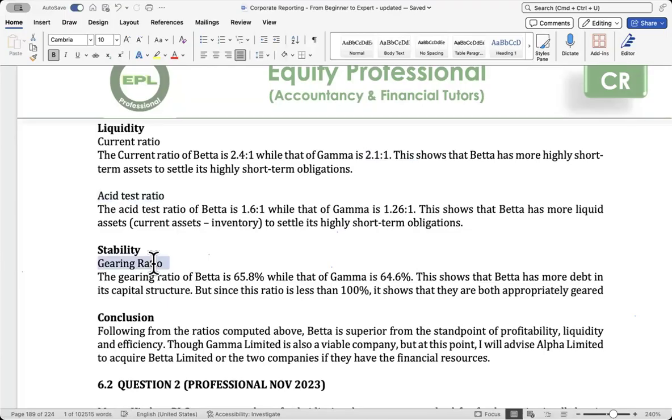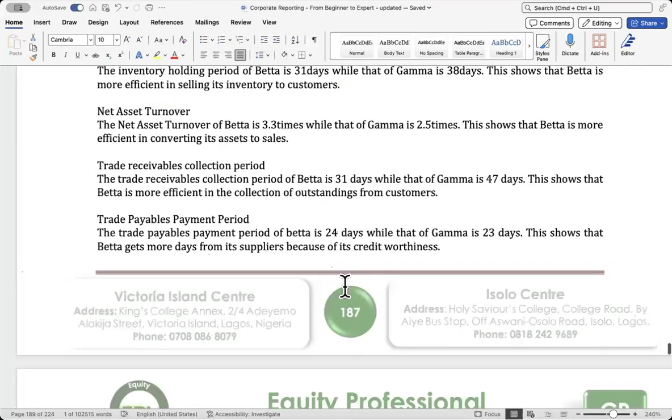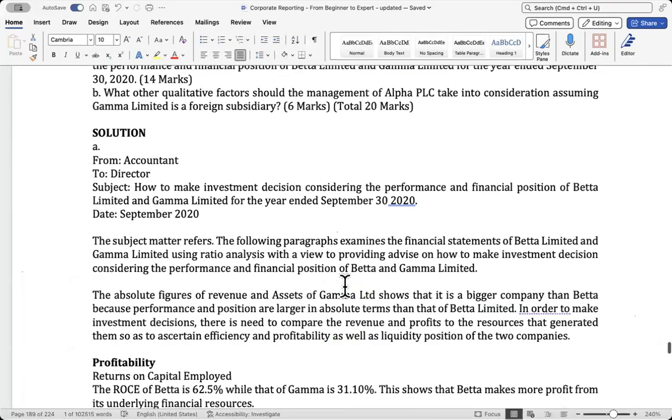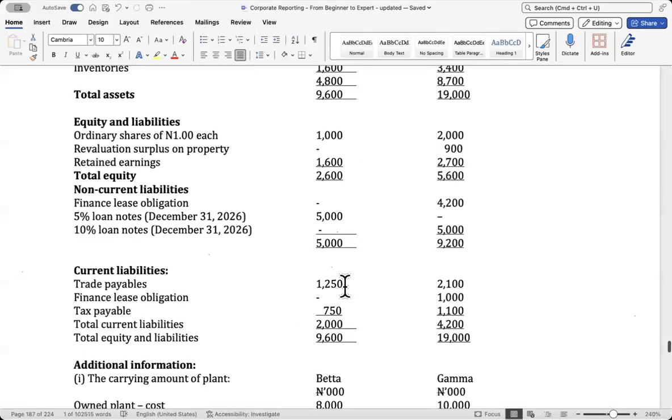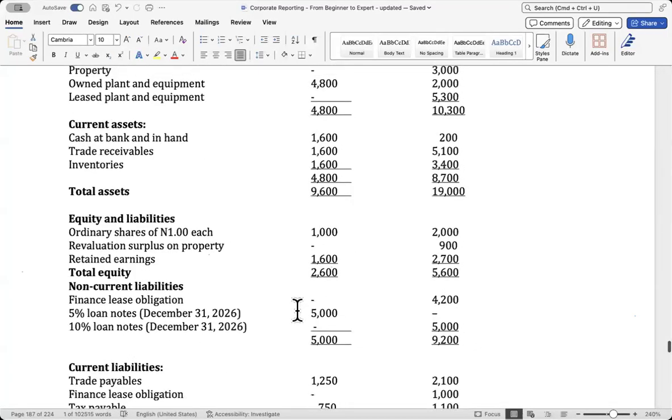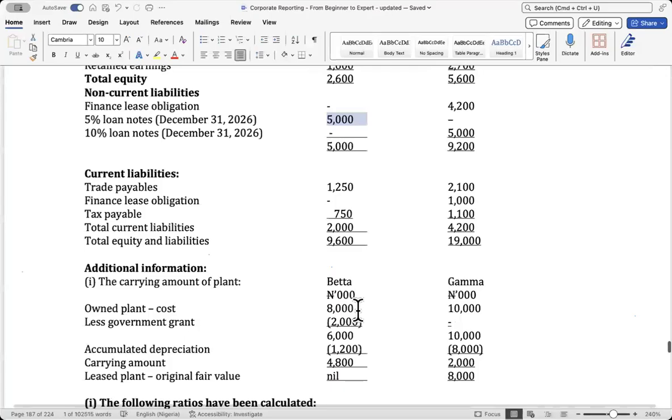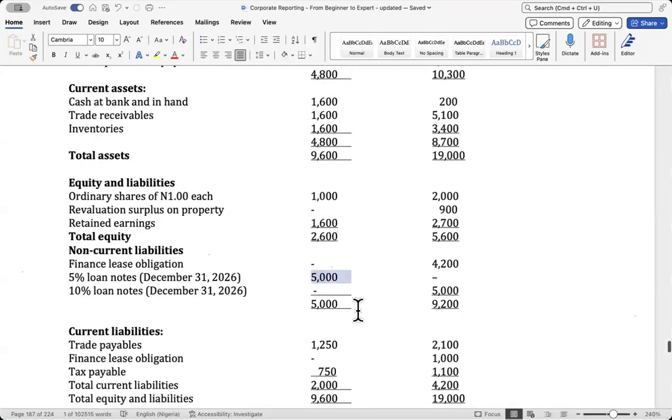So for the gearing ratio now, you see the gearing ratio of Beta was 65.8%. Gamma was 64.6%. I said this shows that Beta has more debt in its capital structure. But since the ratio is less than 100%, it shows they are both appropriately geared. Okay, because I first checked how they even computed this ratio so that I will know whether it's 50% or 100%. I saw that okay, this guy has debts, and I went to check the equity.